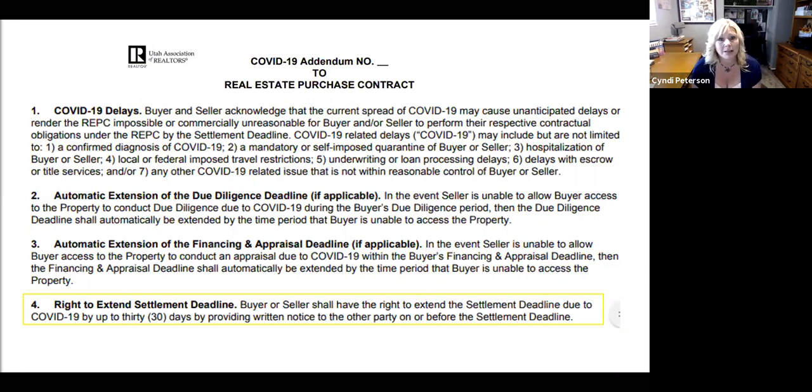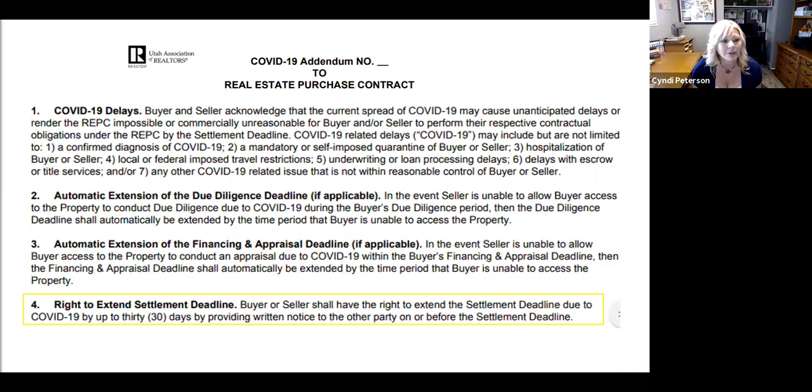Hospitalization of the buyer or seller, even during this. It doesn't say that it has to be COVID-19 related, but it also says that it's not limited to those either. So be really careful. You can get into trouble when you start telling people, yeah, but we have this so we can push it out. There may be things that you have to produce for documentation showing that that was the case.